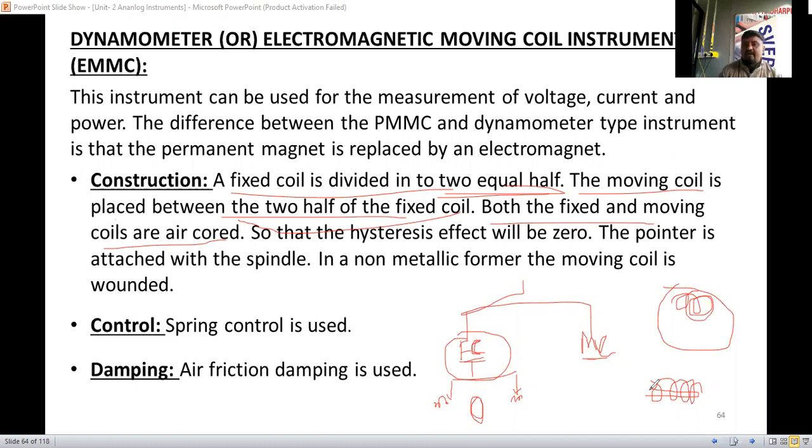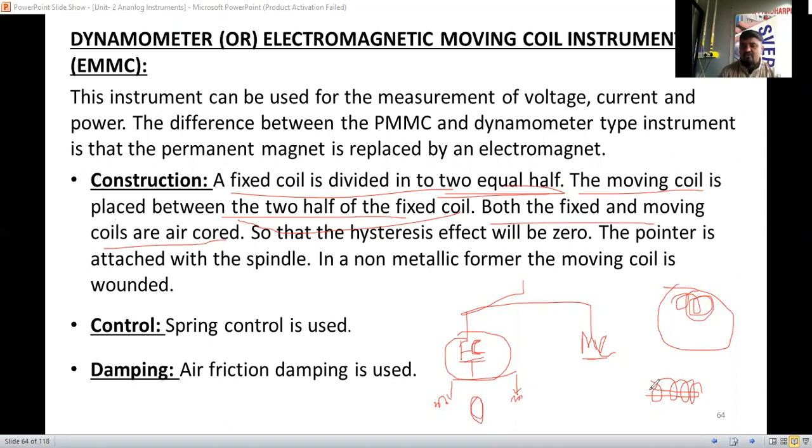Because of removing the iron part, the hysteresis effect will be zero. Whatever the iron losses are, that is hysteresis loss, that effect will be zero here. The spindle is connected to the moving coil. The spindle is also connected to the spring to produce the controlling torque, and we are using the air damping method for this EMMC.